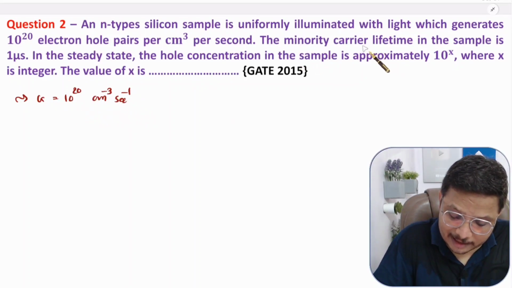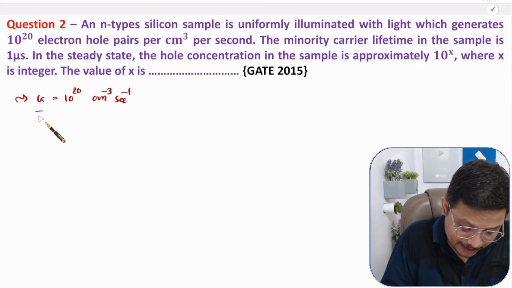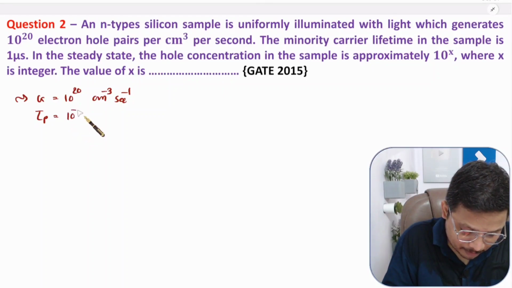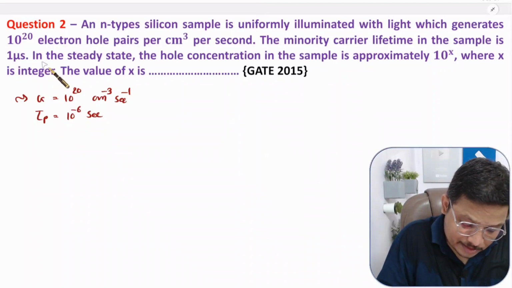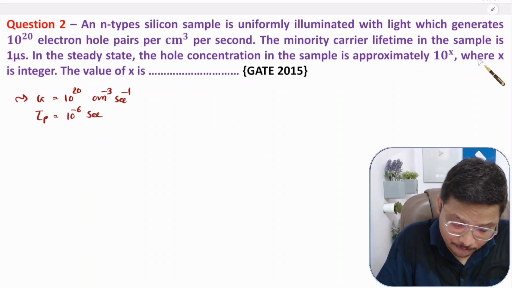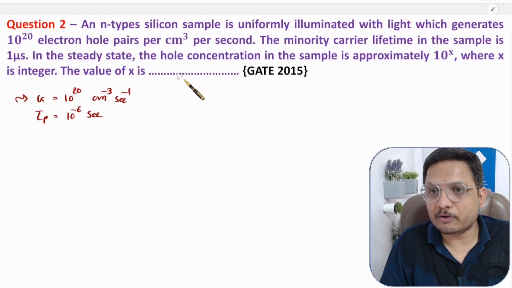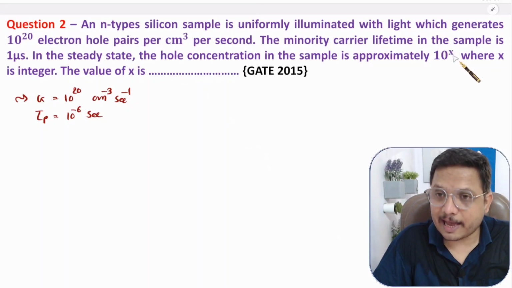The minority carrier lifetime in the sample is 1 microsecond. So here n-type silicon is there, so minority carriers will be holes. So tau p that is given is 1 microsecond, meaning 10 to the power minus 6 second, right? In steady state, hole concentration in the sample is approximately 10 to the power x, where x is an integer. So in steady state, we need to find the value of x.